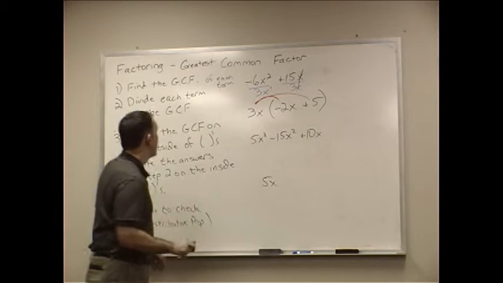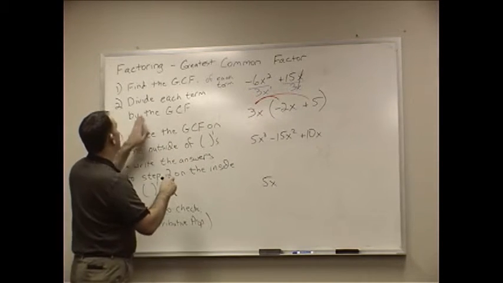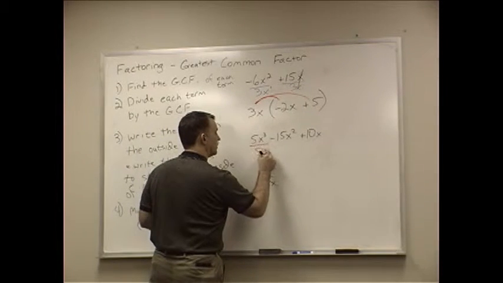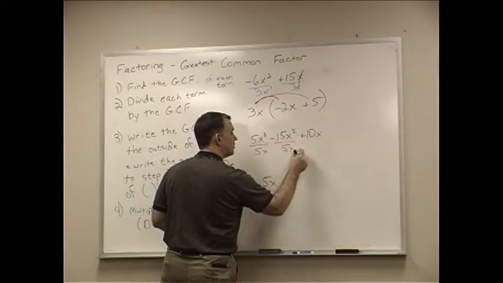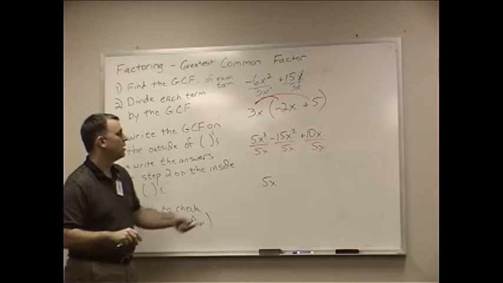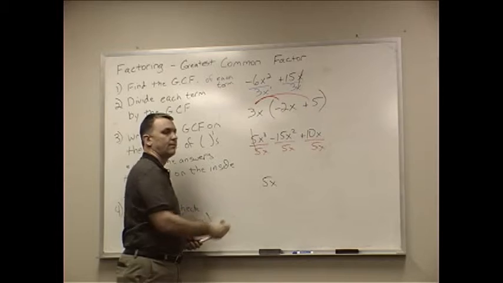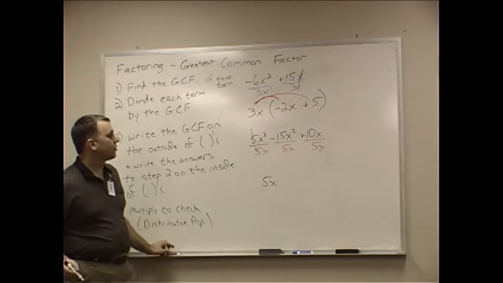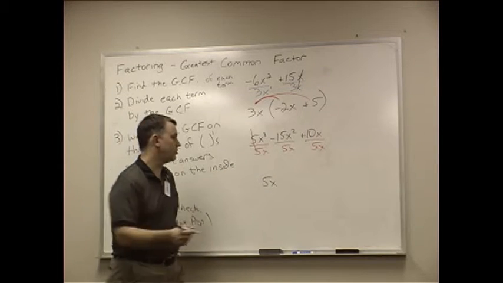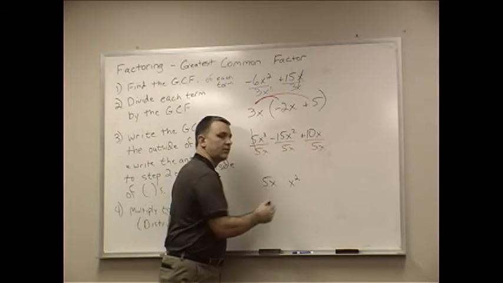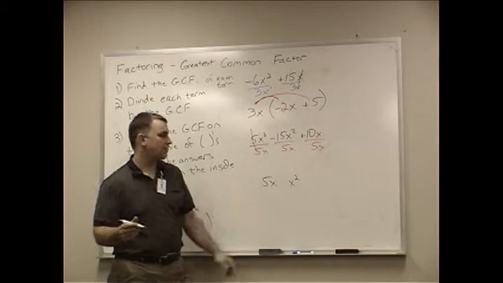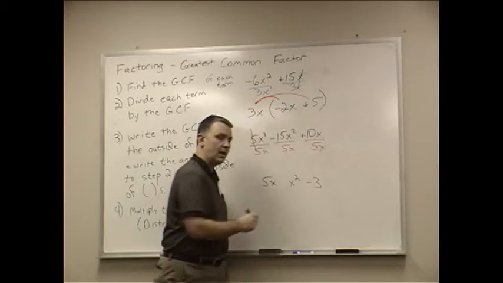Then, step 2, we divide each term by the greatest common factor. I'm going to divide each of these by 5x. 5 divided by 5, well, that cancels. X to the third divided by x. 3 minus the 1 is 2. So I've got x to the second left over. Negative 15 divided by 5 is negative 3.